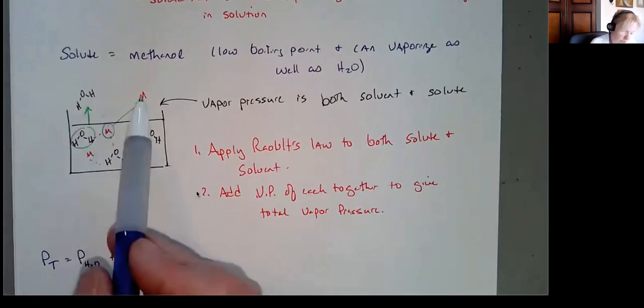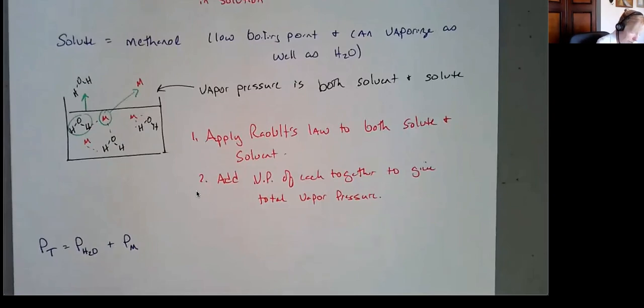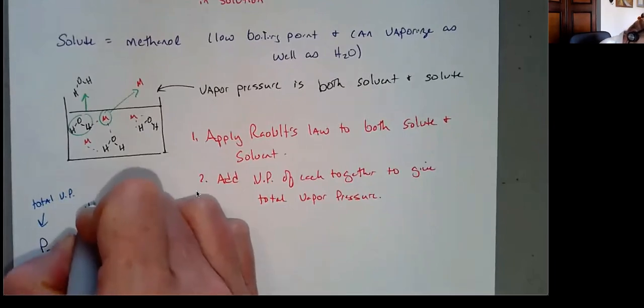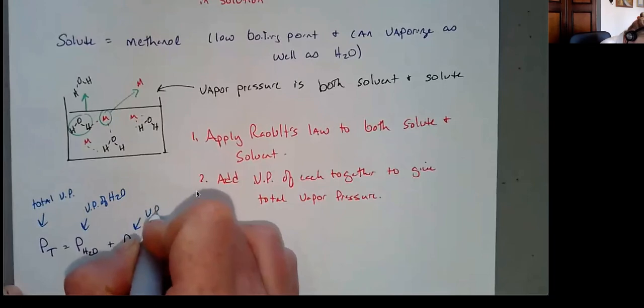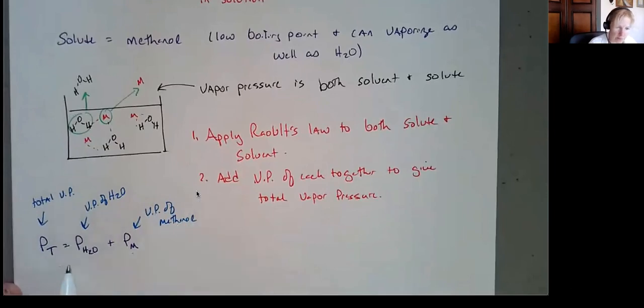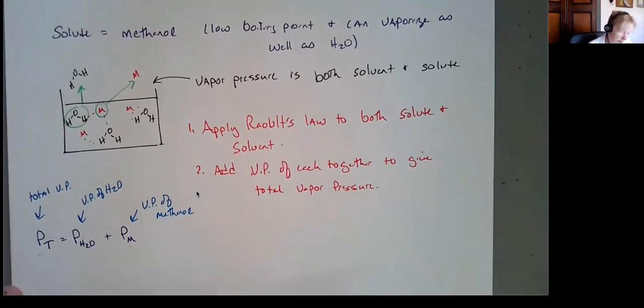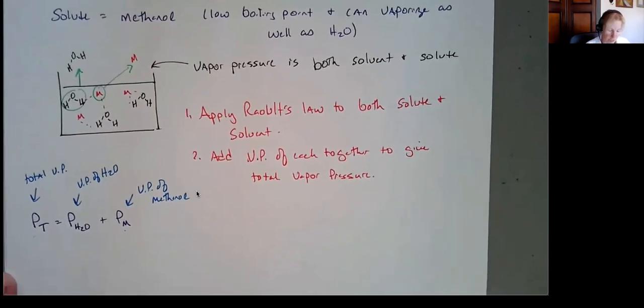So what is the pressure of these gases here above? This would be my total vapor pressure. And now I have to consider both the solvent and the solute. This is the vapor pressure of water, and this is the vapor pressure of methanol. So I'm going to calculate these separately, and then as my second step, I'm going to add them together, and that's going to give me my total vapor pressure. So this is a scenario where I'm going to use Raoult's law twice, right?